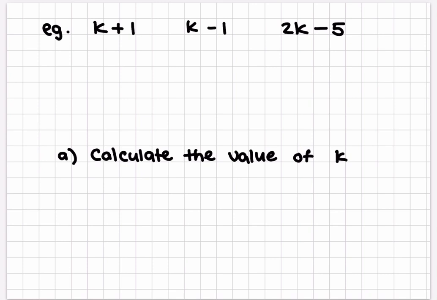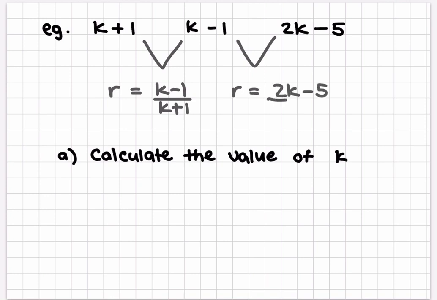Here we have k plus 1, k minus 1, 2k minus 5. First things first, what do we do? We map it out. This constant ratio is going to be equal to k minus 1 divided by k plus 1. This constant ratio is going to be equal to 2k minus 5 divided by k minus 1.